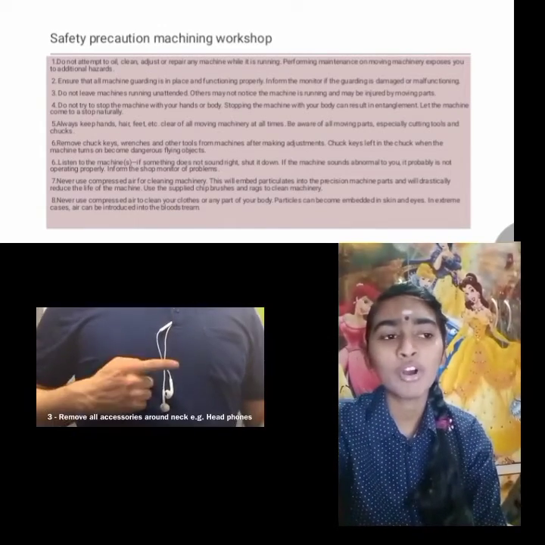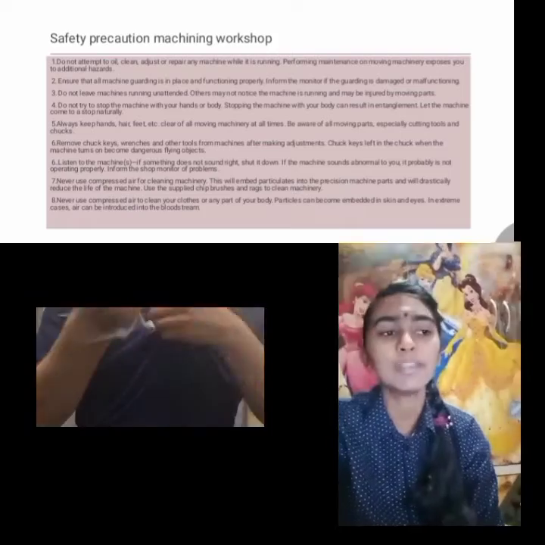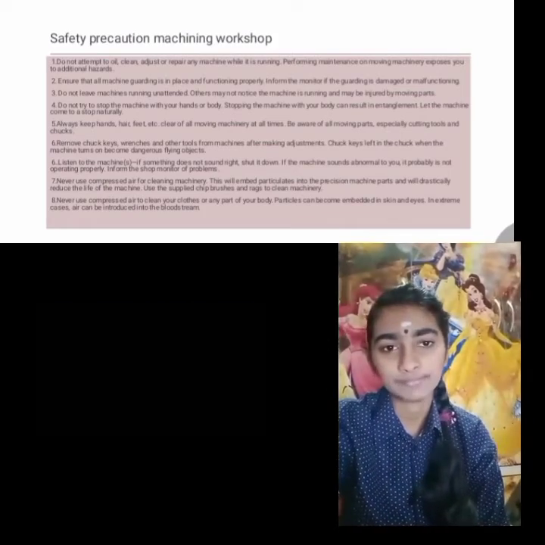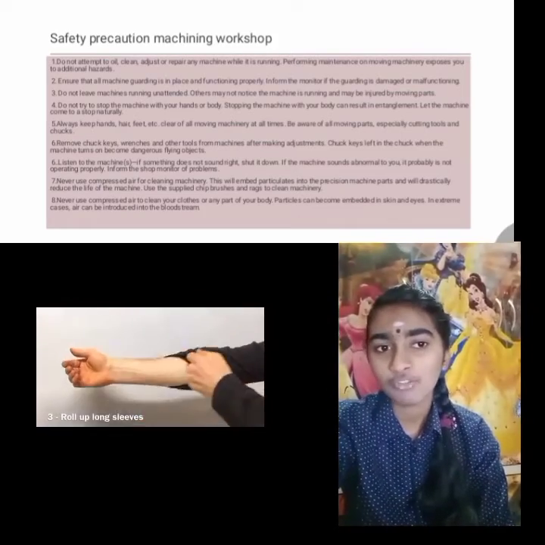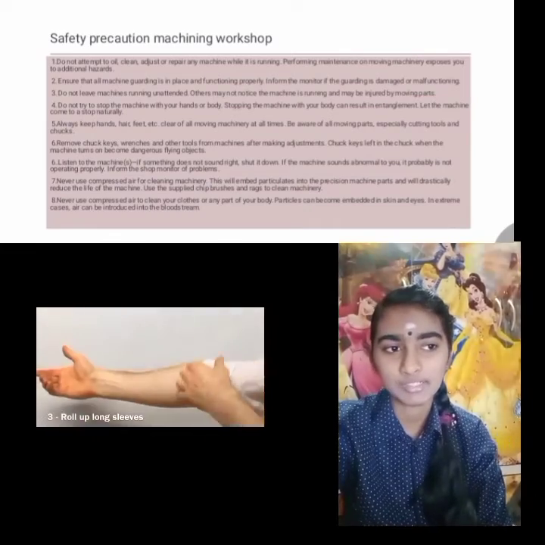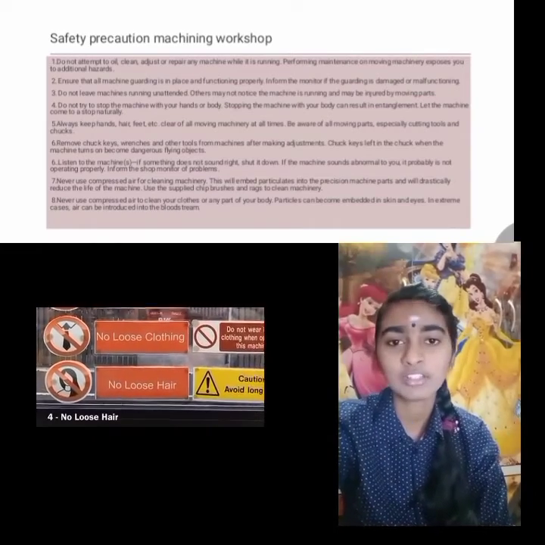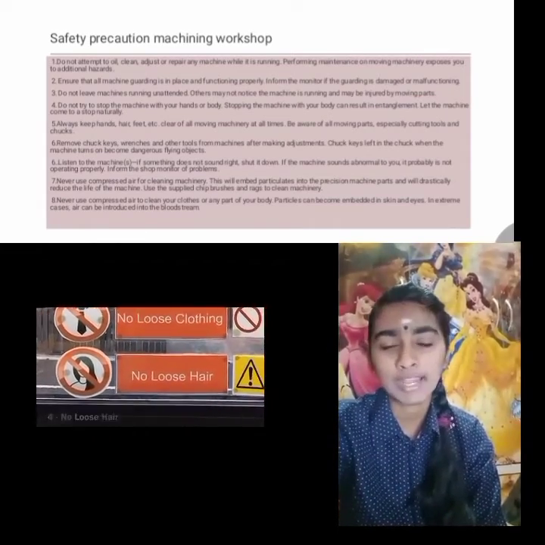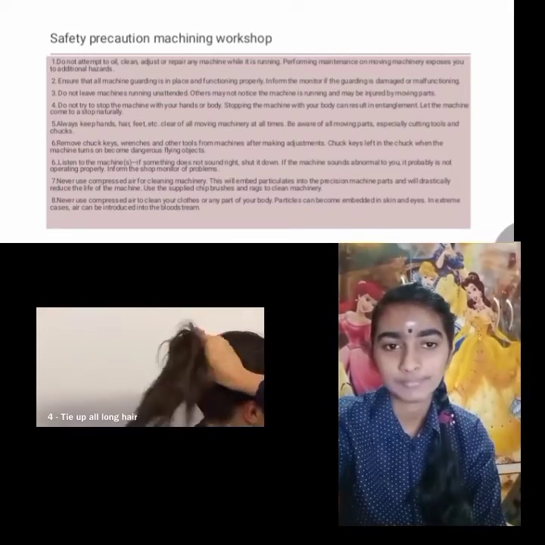Be aware of all moving parts, especially cutting tools and chucks. Remove chuck keys, wrenches and other tools from machines after making adjustments. Chuck keys left in the chuck when the machine turns on become dangerous flying objects.